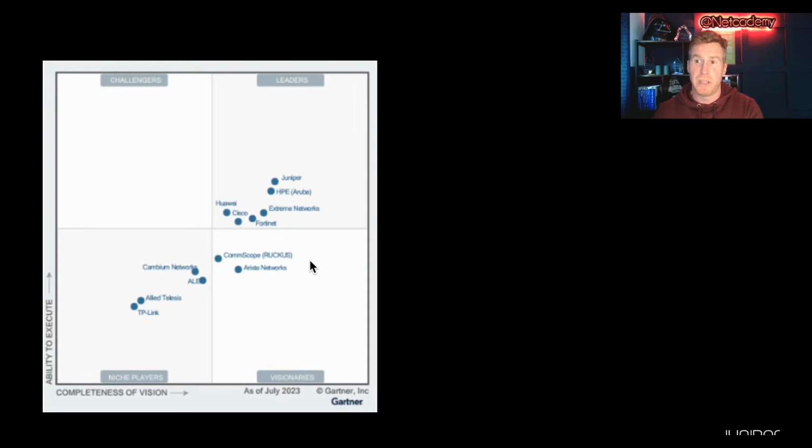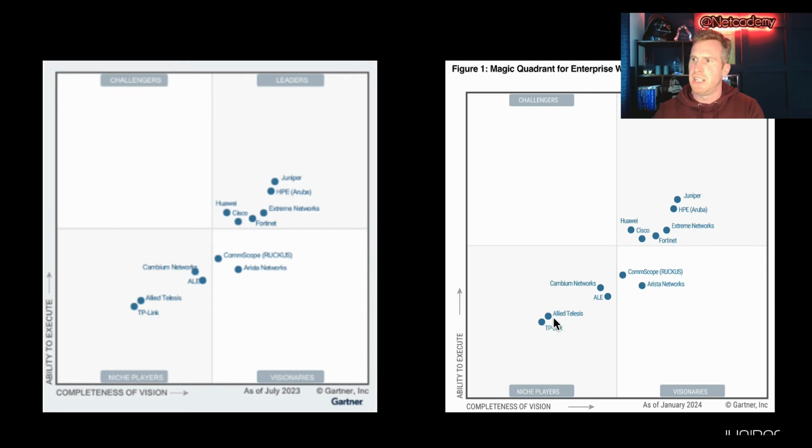In 2023, this is a blurry picture. I couldn't find an actual good image on Google, but Juniper Networks above HPE, above Extreme, above Fortinet, above Cisco, and above Huawei. And if you look at the most recent, we can now see 2024, Juniper Networks was still leaders of the leader Magic Quadrant for enterprise-wide and wireless LAN infrastructure. Above HPE, above Extreme, above Fortinet, above Cisco, and above Huawei.